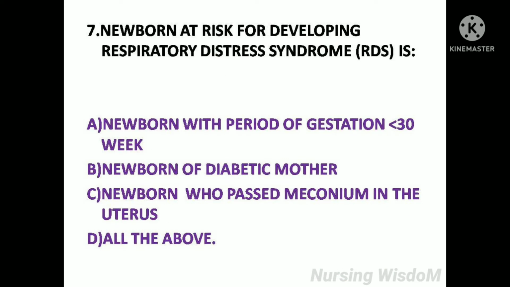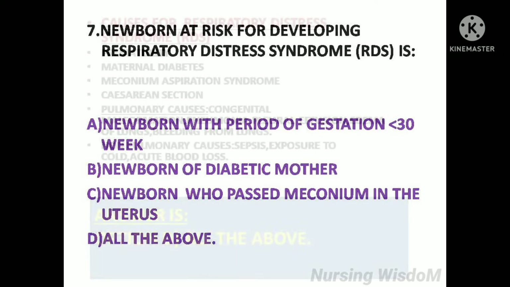A newborn at risk for developing respiratory distress syndrome, that means RDS, is option A, newborn with a period of gestation less than 30 weeks. Option B, newborn of diabetic mother. Option C, newborn who passed meconium in the uterus. Option D, all the above.